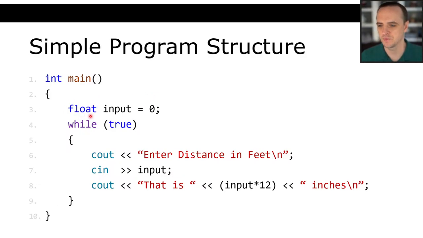So you set up some initial variables, right? So we have input here, and then while true, you have enter the distance in feet, and then the user puts in some sort of input, maybe 2 feet or something like that, and then you print out that is input times 12 inches, right? Very, very simple stuff. But the important thing here is that this is a blocking call. Right here, when you say cin input, that goes from standard. I know I'm not putting standard here, but I had to fit it on the line. But this waits for the user to input something.